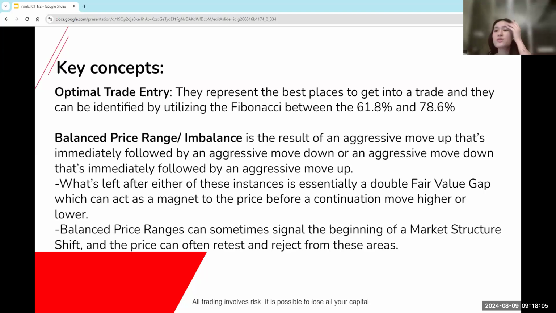Okay, so what's left after either of these instances is essentially a double fair value gap, which can act as a magnet to the price before a continuation move higher or lower. Balanced price ranges can sometimes signal the beginning of a market structure shift, and the price can often retest and reject from those areas.